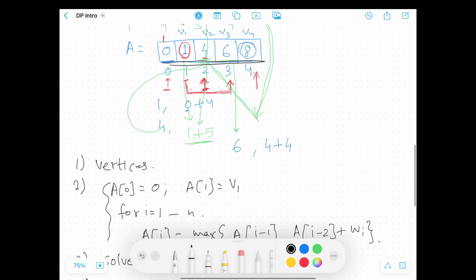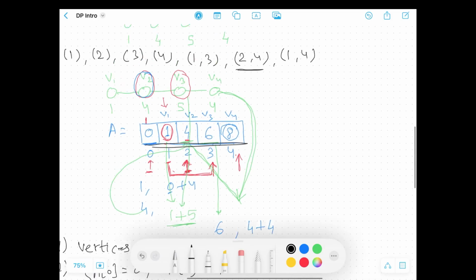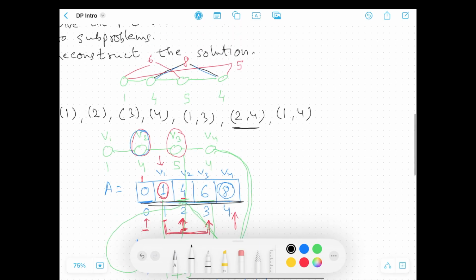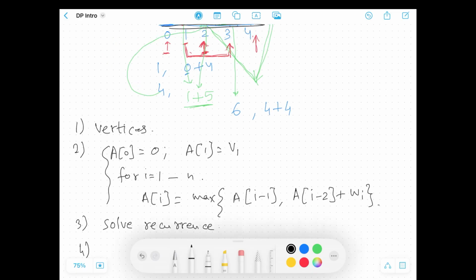Then the fourth step is, now we already know that the answer to this problem is 8, but we don't know what all vertices were part of the solution. Although this is a small problem, so we already know that vertex 2 and vertex 4 were part of the solution. But how are we going to find that out?